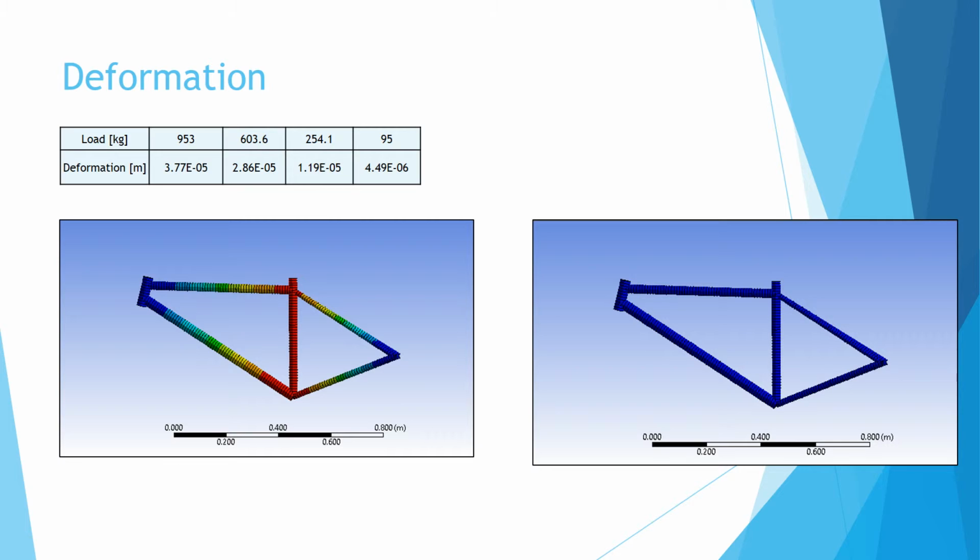So here are some of our results. This one is deformation, and as you can see, the most deformation happens around the joints where the seat post is, on the top and the bottom. And like I said before, the failure would actually occur at the bottom joint where the bottom bracket would be located. This is probably just because this is where the load is directly applied, and this is where the rider's weight is situated.